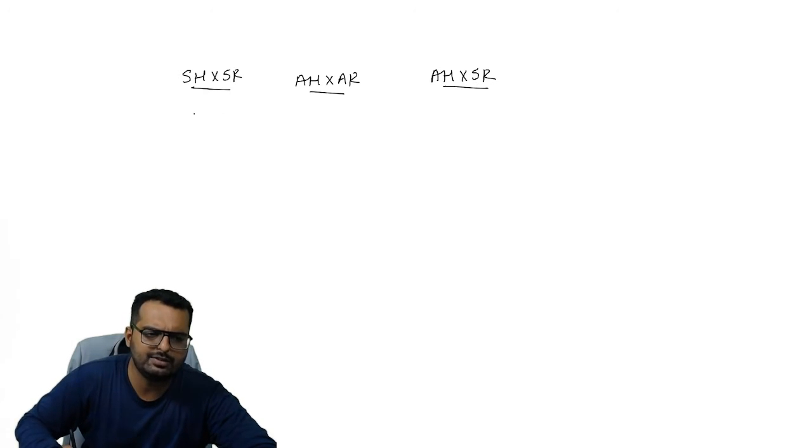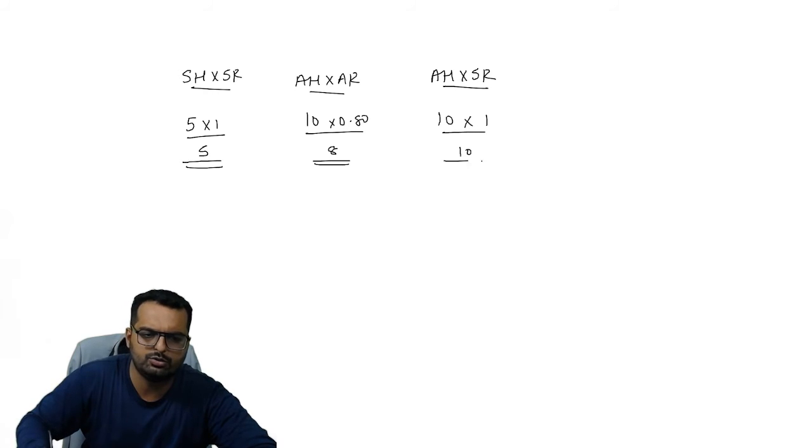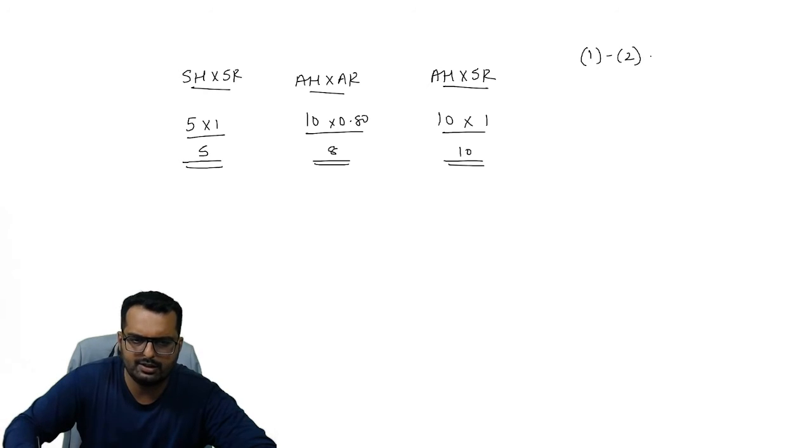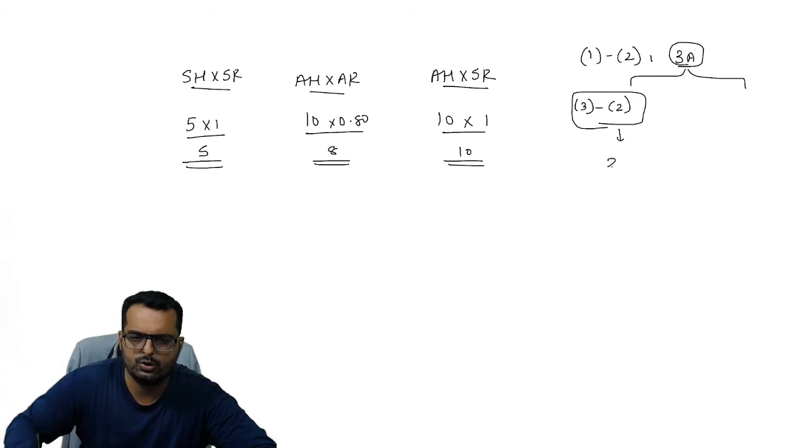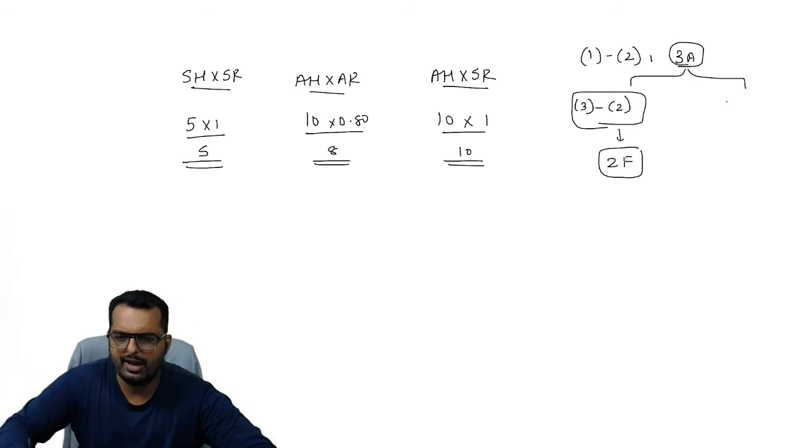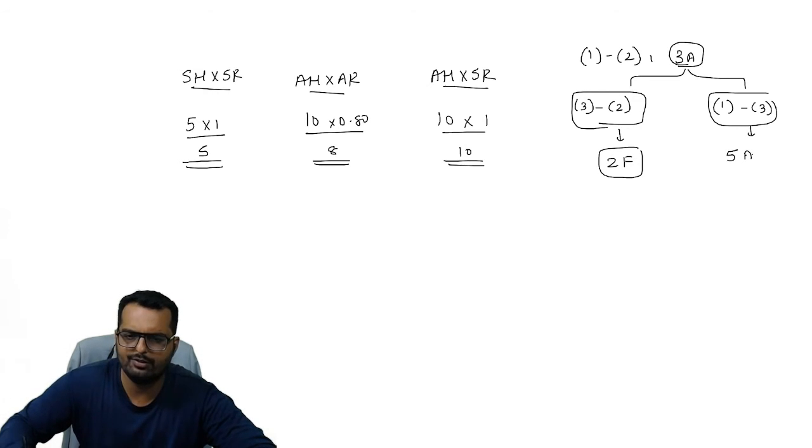Alright. So SH into SR over here will turn out to be how much? What was the time taken? 5 into 1, that is 5 rupees. 10 into 0.8, that is 8 rupees. 10 into 1, that should have been 10 rupees. So now the formula would be 1 minus 2, that is labor cost variance, 3 adverse. Okay. Inside this, you will have 3 minus 2, that will turn out to be how much? 2 favorable. Okay. And the last one will be 1 minus 3, that will turn out to be 5 adverse.